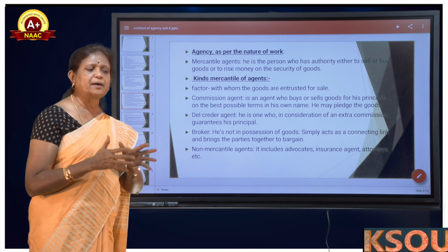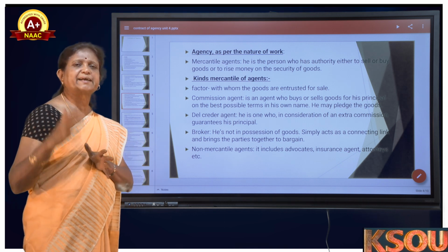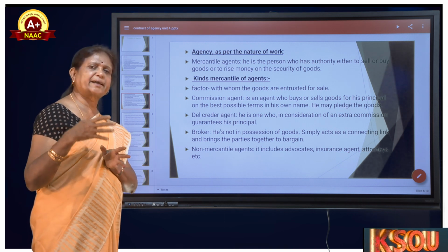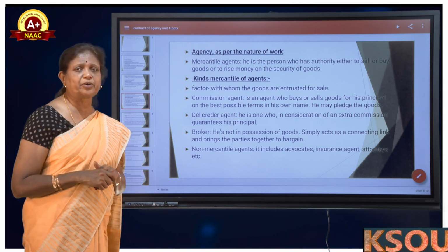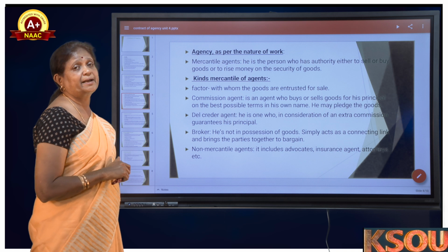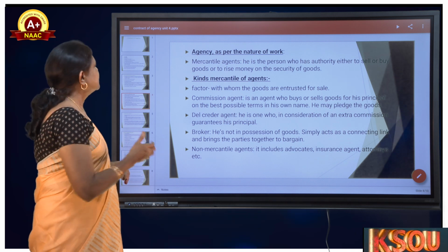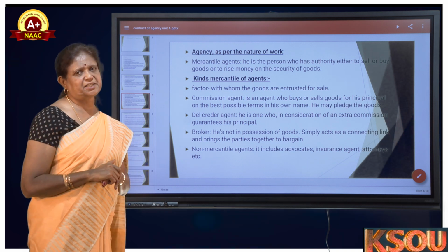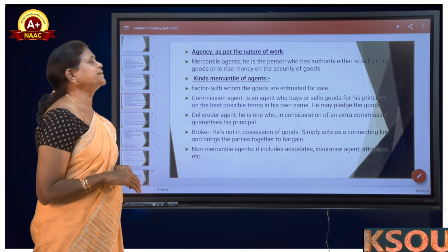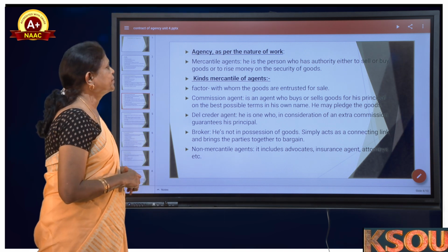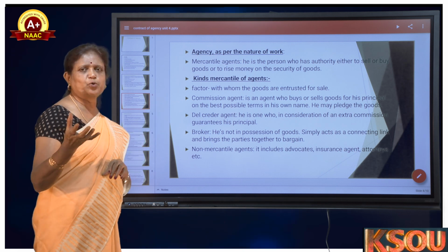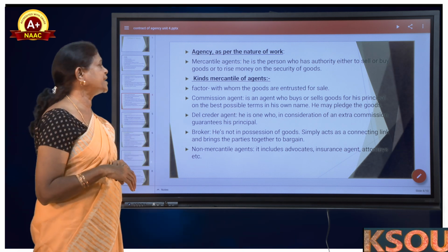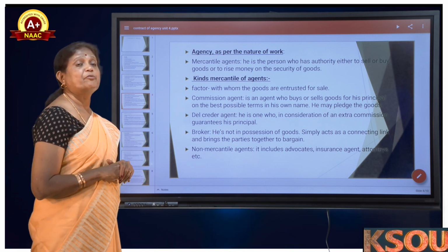Suppose the principal has kept some goods in the custody of the agent or in the custody of any person. In such cases, raising money on the security of goods can also be done by that mercantile agent. There are various kinds of mercantile agents dealing with other aspects. One is a factor, the person who is entrusted with the sale of goods. In case of sale, the person is called a factor.